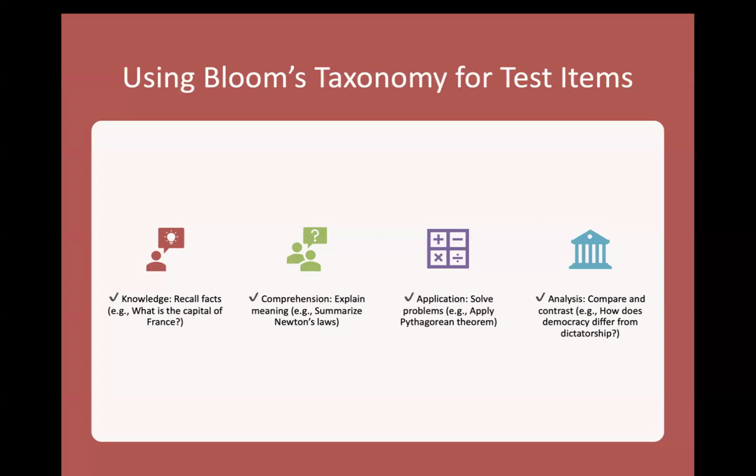Then slide 10 talks about using Bloom's taxonomy for test items. It has six levels: remember, understand, apply, analyze, evaluate, and create. When you remember, you define terms like metacognition. When you apply, you solve a real world problem using a learned concept. When you evaluate, you compare theories and determine which is more effective.